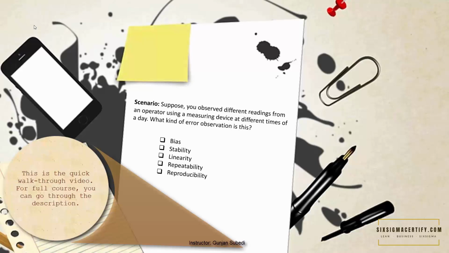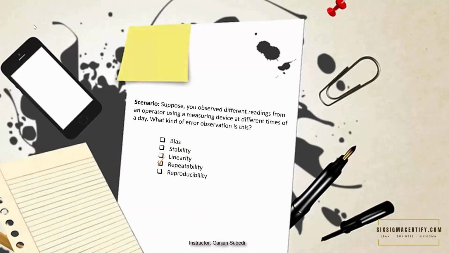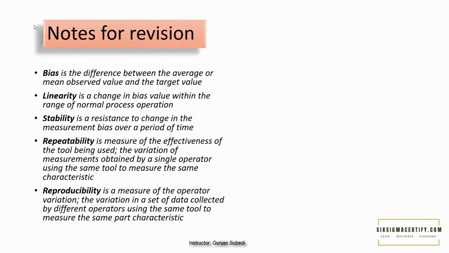Okay, the correct answer to this question is repeatability. You might have some confusion with these different terms because you might have studied them for the first time in this course. We will revise these terms again. For example, bias is the difference between the average or mean observed value and the target value. So if our mean observed value is, suppose, 90% purity, but our target value is 100% purity, we have a bias of 10%. Linearity is a change in a bias value within the range of normal process operation.